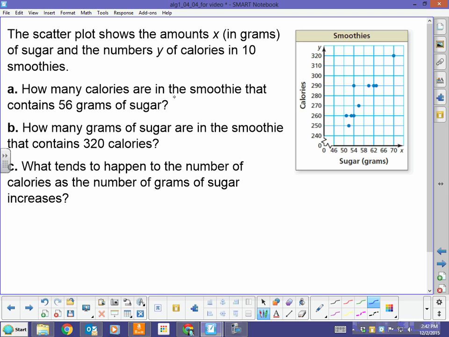How many calories are in the smoothie that contains 56 grams of sugar? Well, down here, 56 would be between 54 and 58. So I go up, and there's only one, and it's right here. This is our point right here. So 270 calories. Okay, so we're gaining some information from the data on the scatter plot.